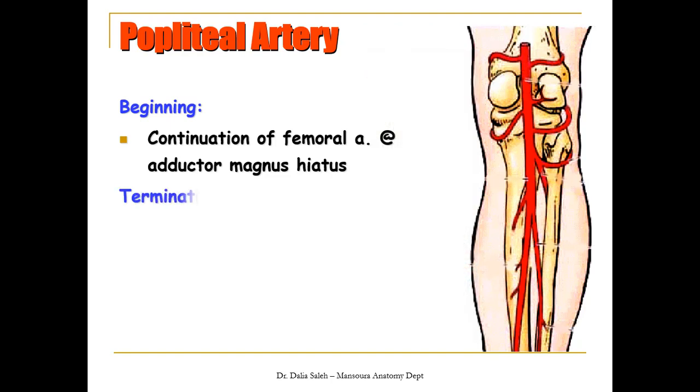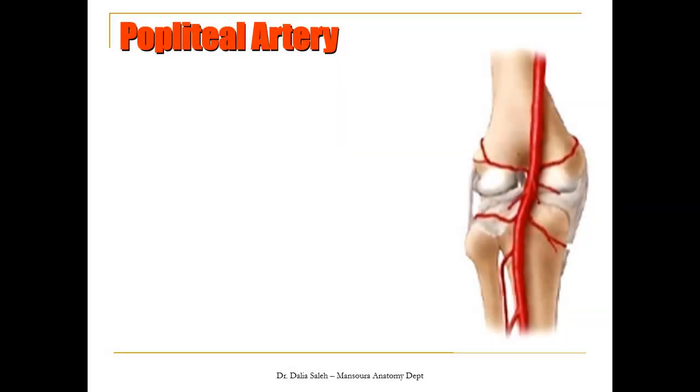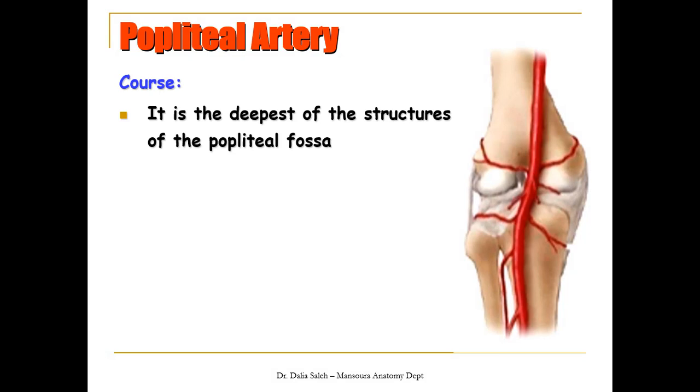The popliteal artery begins as a continuation of the femoral artery at the opening of the adductor magnus. It terminates at the lower border of the popliteus muscle by dividing into anterior and posterior tibial arteries. It is the deepest structure at the popliteal fossa.